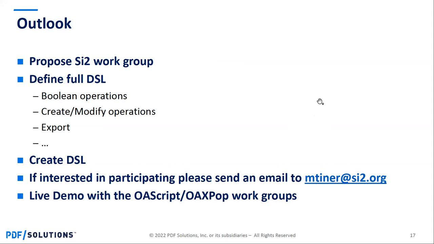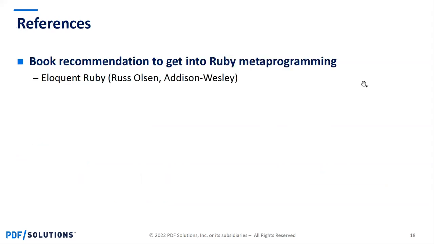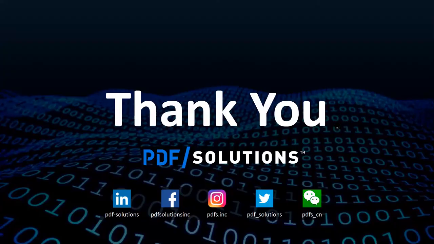And then of course create such a DSL and have it as an extension. If you are interested in participating, please send an email to Marshall. I can also give you, for instance in the context of this OS Script or XPOP work group, a live demo of how this looks in reality and that it works. And then we go from there. Last slide, I think. Here's a nice reference. If you want to learn more about Ruby metaprogramming, there's a really nice book called Eloquent Ruby from Russ Olsen. I highly recommend it if you're new to metaprogramming. It will open your eyes to what's possible. Okay, thank you very much.